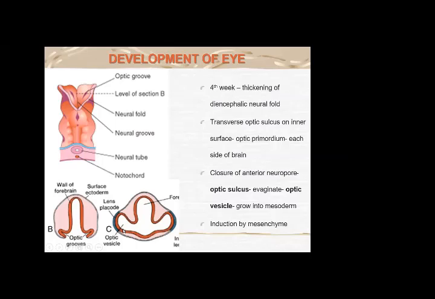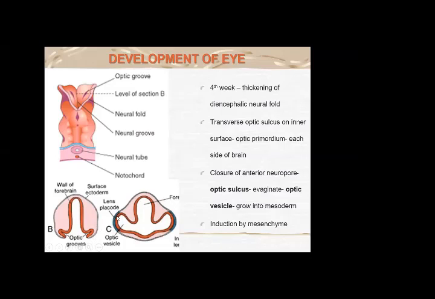This evaginated structure with its dilated distal end is called optic vesicle. This optic vesicle grows into the surrounding mesenchyme. I told you the other day, this is the epithelium of the developing forebrain in this case. This is the surrounding mesenchyme, and on the outside is ectoderm. Okay. So this is the developing optic vesicle. This grows into the surrounding mesenchyme.